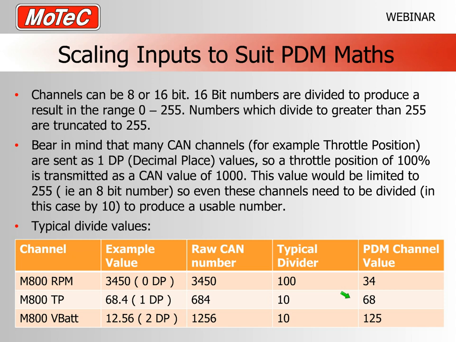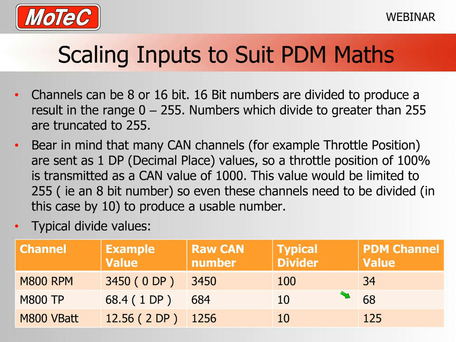Now, the third example we have here is something like our battery voltage in an M800. And in this case, we have two decimal places. And so typically, something like a battery voltage of 12.56 is transmitted on the CAN bus as 1256. Once again, you could divide this by either 10 or 100. In this case, if we divide it by 10, we get a number of 125.